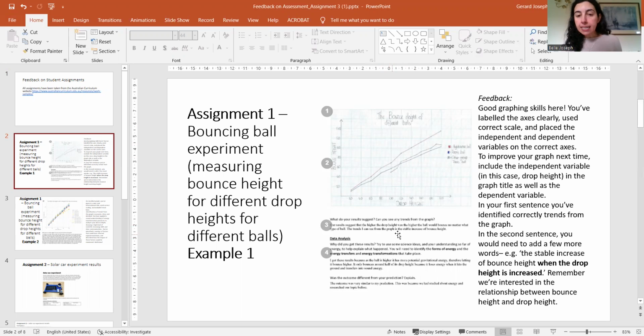Also, in the second sentence of her description of trends, I pointed out that she would need to add a few more words to make it a meaningful statement, because we're interested in the relationship between the two variables, not in one of the variables changing on its own. So I've aimed to give this student clear and very specific feedback on how to improve her performance the next time.